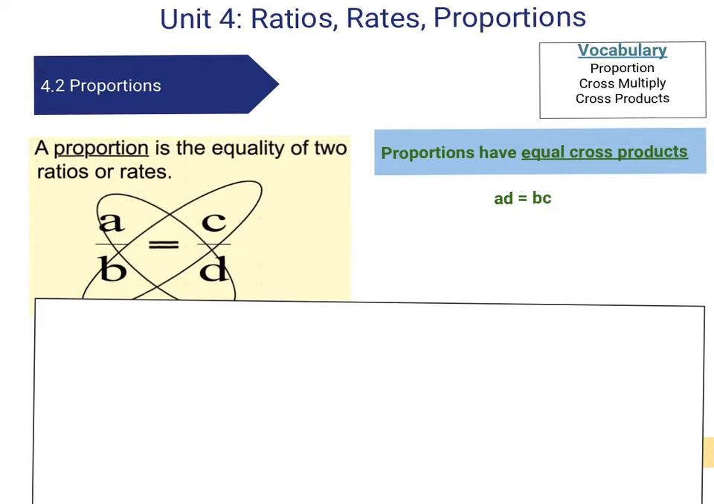How would I read this proportion using, let's say, my analogy bridge map? How would you read this to me? What would you say? A is equal to C. Let's put it into a bridge map. A is related to B as C is related to D. And proportions have what we call equal cross products. What does the word product mean?